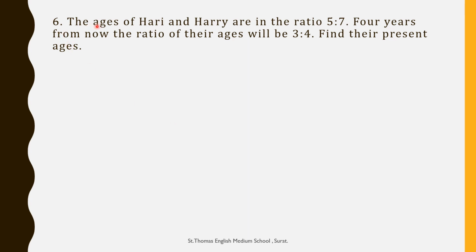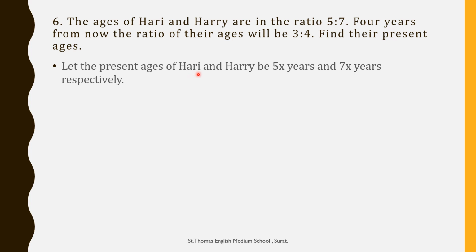Question number 6. The ages of Hari and Hari are in the ratio 5:7. 4 years from now, the ratio of their ages will be 3:4. Find their present ages. It is given the ages are in the ratio 5:7, so we can write it as 5x and 7x. So let the present ages of Hari and Hari be 5x years and 7x years respectively.